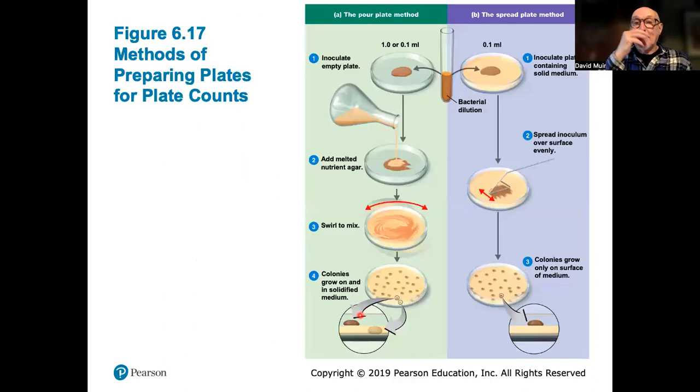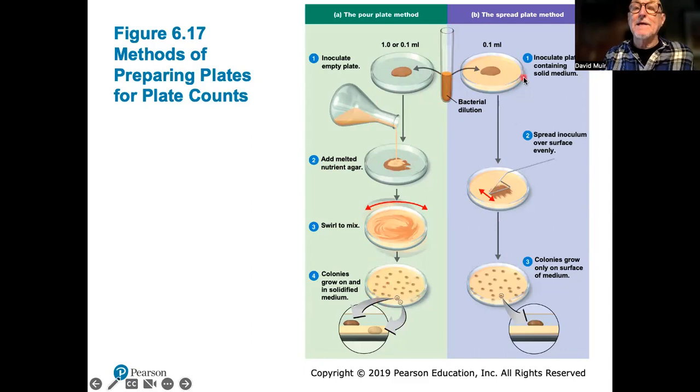This is what it looks like using our different methods. This is our pour plate here. Here's our water sample. This is our dilution, right? You can take 1 milliliter, using our preset diagram, mix it up with agar, spread it out very, very well, and let it set, and then count the number of colonies. That is a typical pour plate.